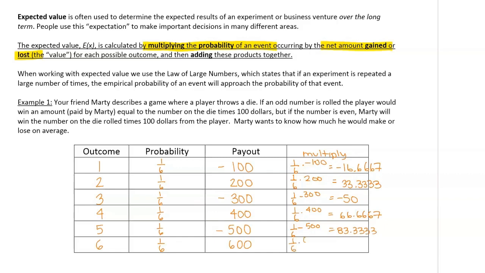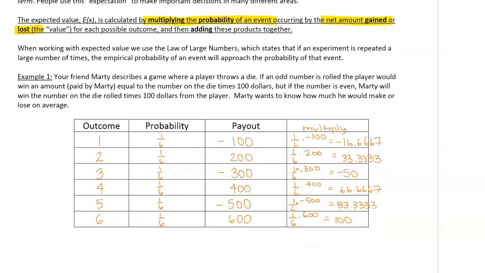On the last row, I have 1/6 times 600, that equals 100. Now, the last part of the procedure in the definition says we need to add up all the products. So I will add up all the values in this new column that I created. So negative 16.6667, 33.3333, and the remainder of the numbers. And if you put that on your calculator, you get 50.